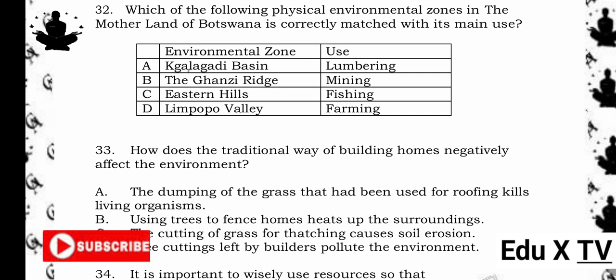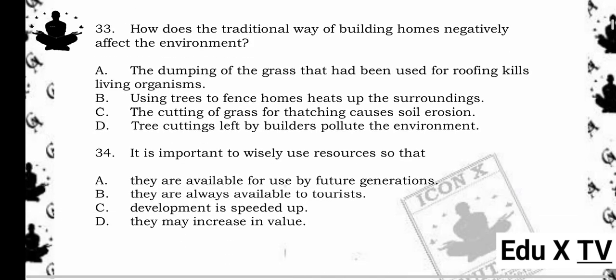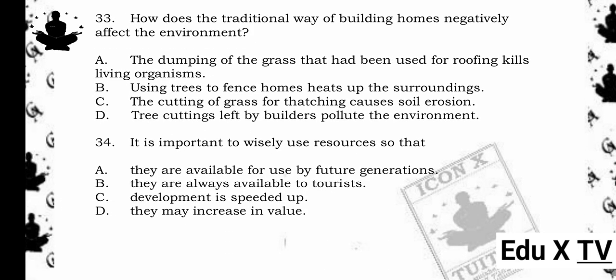32. Which of the following physical environmental zones in the motherland of Botswana is correctly matched with its main use? Environmental zone, use. A. Galagadi Basin, lumbering. B. The Gonzi Ridge, mining. C. Eastern Hills, fishing. D. Limpopo Valley, farming. The answer is D. Limpopo Valley, farming. Reason being, the Limpopo Valley is known for fertile soils and agricultural use.